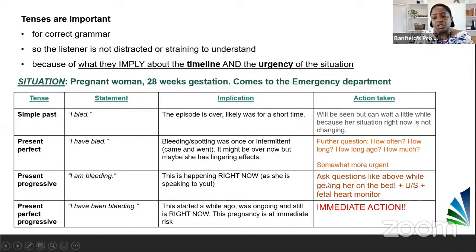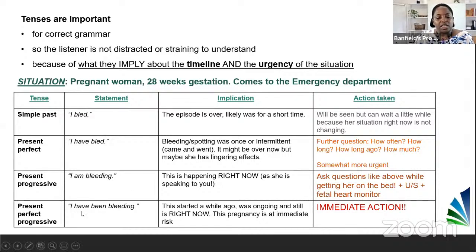So while you're asking her questions, you are getting her on the bed, you are strapping her up to the ultrasound, you are getting the fetal heart monitor going, because this woman is bleeding right now and you need to know what is going on. You need to see for yourself what is going on. So this one, as you can tell, the urgency level went up a little bit more.